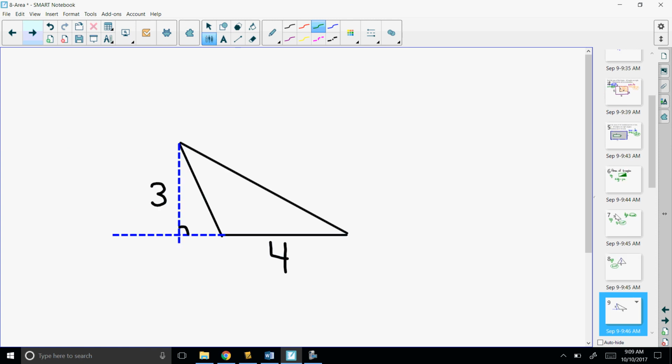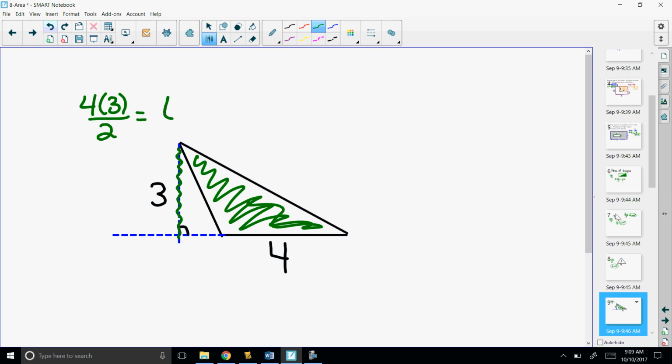Where does it end up? The height is found outside. It's right here. It's outside of your triangle. Don't use a slant height, which would be right here. We don't want the slant height. We want to use the actual height of your triangle, that perpendicular distance. So for this triangle, the base is 4, the height is 3, and if you divide by 2, you're still going to get that area, just like on the past ones, of 6 square units.